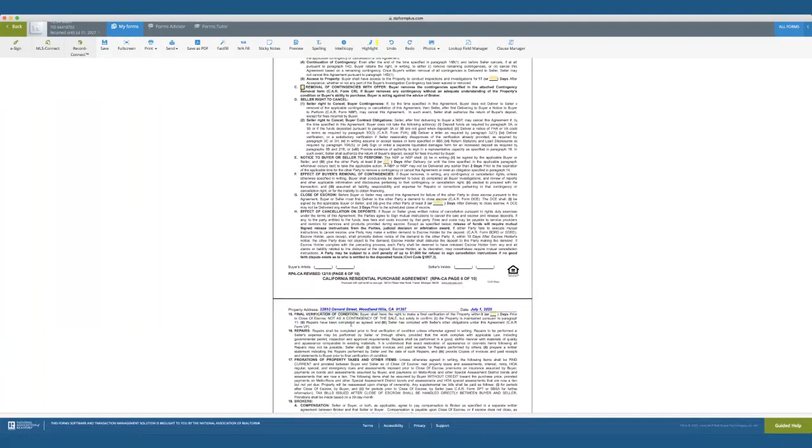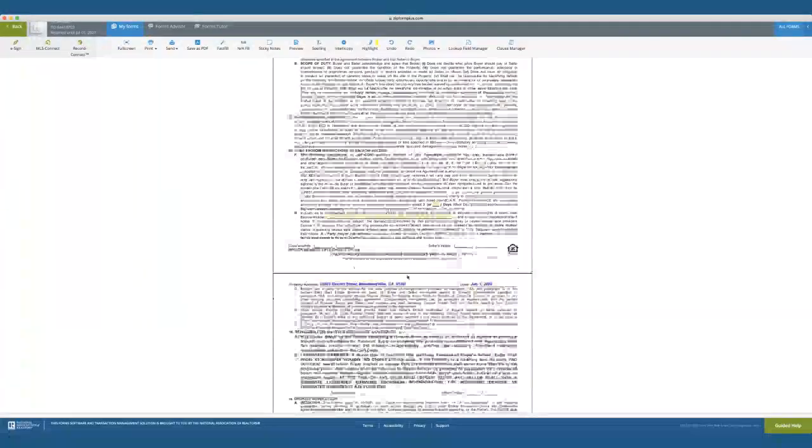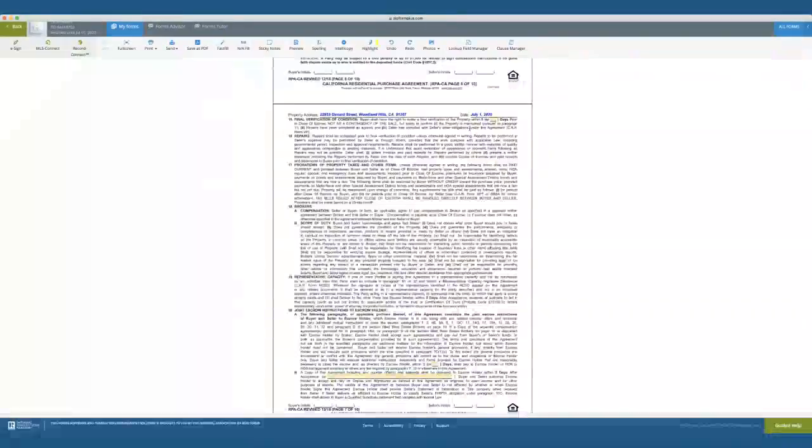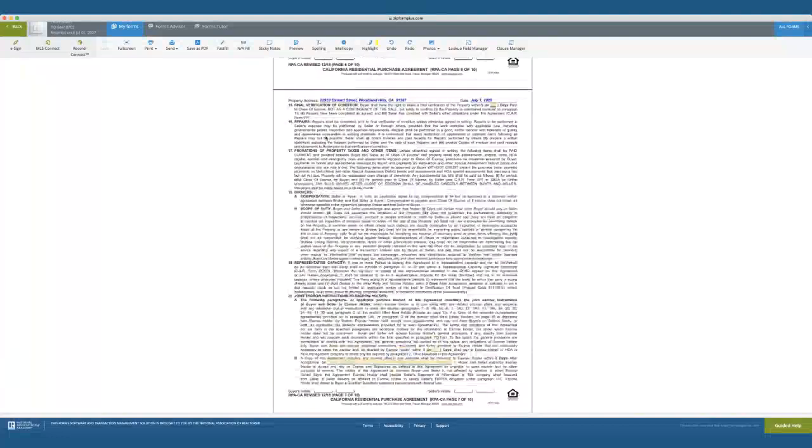Final verification of the condition of the property. Within 5 days of closing, that buyer should go through that property and do a final walkthrough. And this is not a contingency. It's just to make sure that the property is in the same condition that it was when the offer was made, and if there were repairs, that those repairs were done. That's all that is for. And that's 15 and 16.